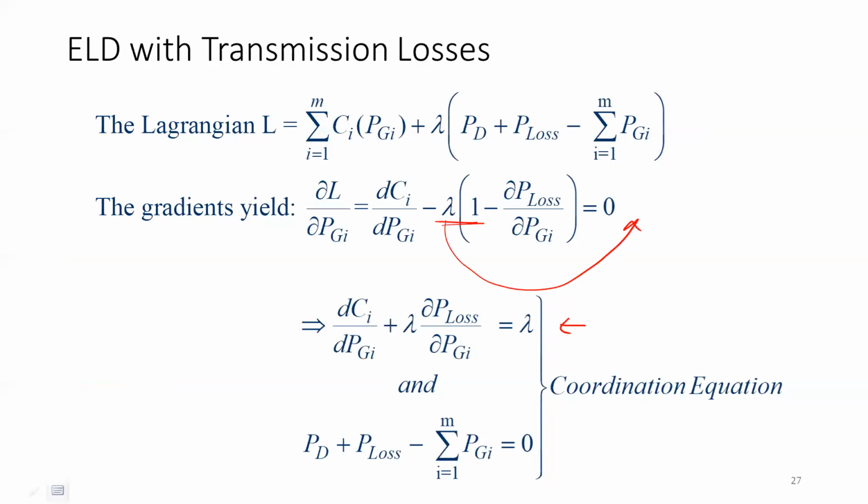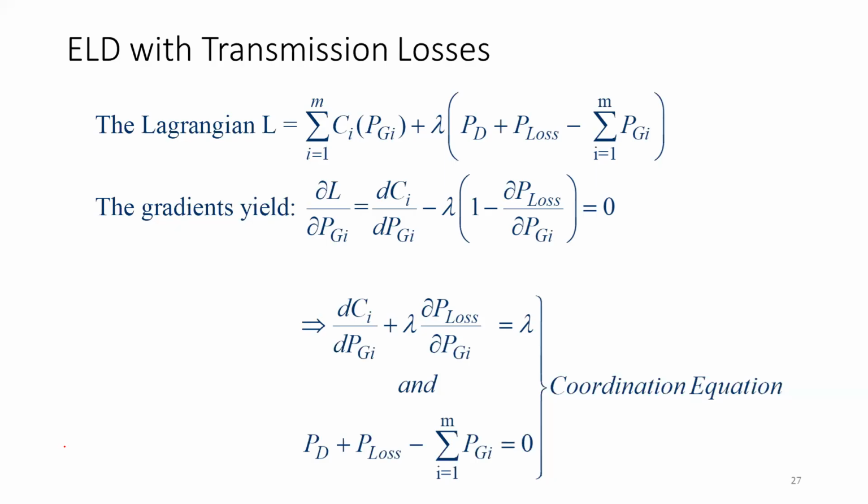And what is the next thing I have to do? I have to again do the partial derivative with respect to lambda. So if I do partial derivative with respect to lambda, this term will definitely become 0. All I will have is this term, that is PD plus P loss minus ΣPGi equal to 0. Clear up to this? Any question, please ask. Any question? How I got the coordination equation? Is it clear?